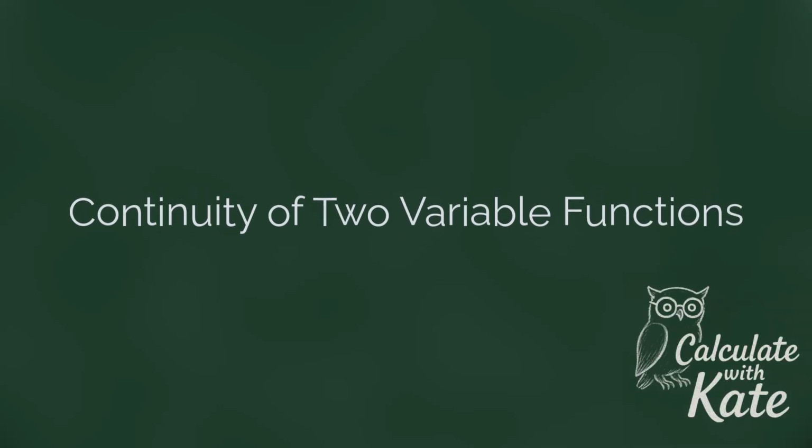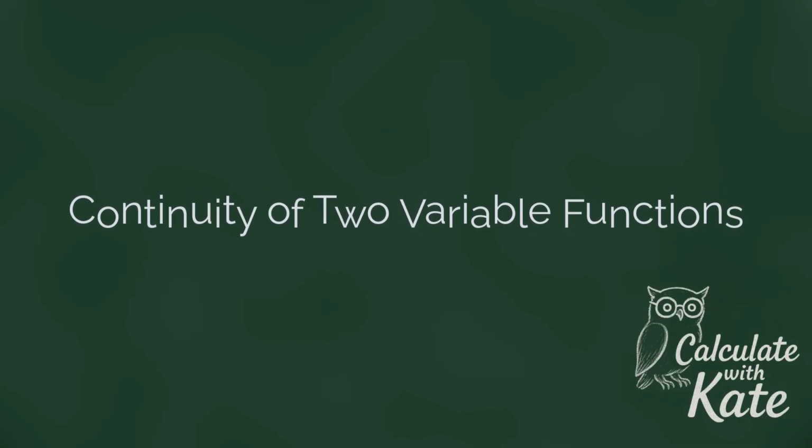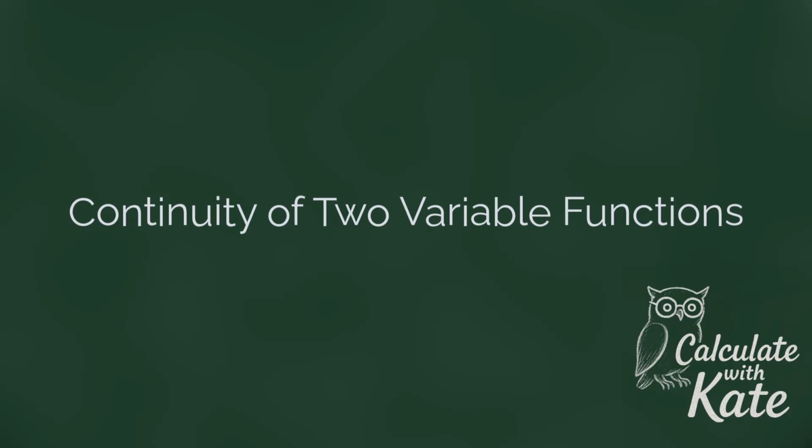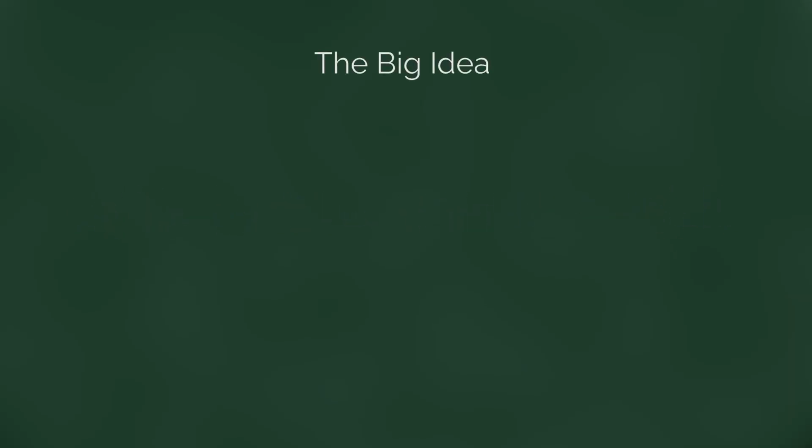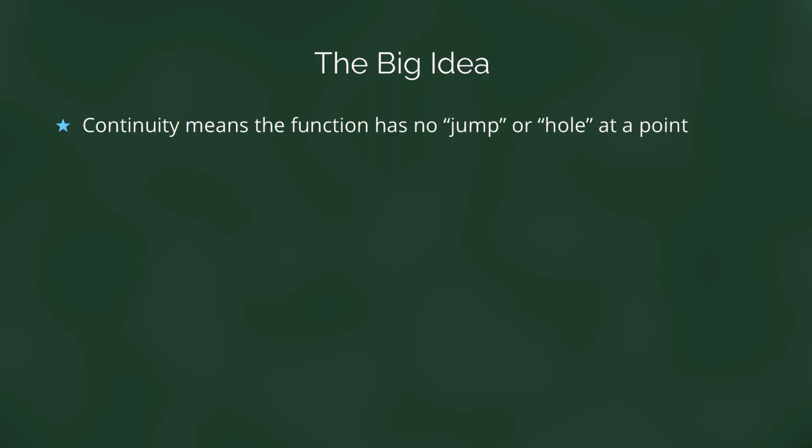In this video, we're going to use what we just learned about limits in order to explore what it means for a two-variable function to be continuous. So we know geometrically for a function of one variable that continuity meant the function had no jumps or holes in the graph. The idea is similar in 3 dimensions, or for 2 variables.